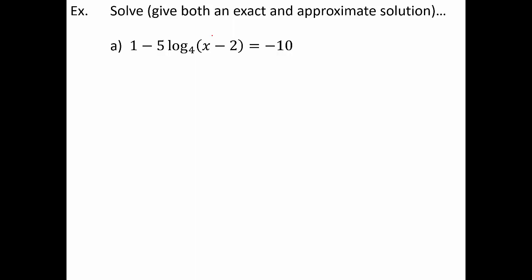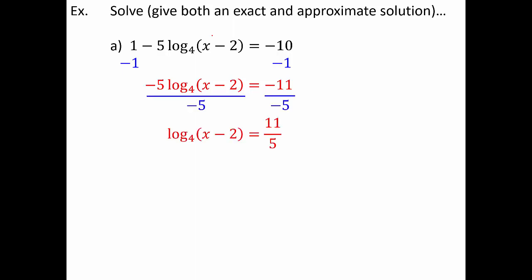All right, so we'll start by getting rid of the outermost operation. I see that 1 on the outside, so I'll subtract 1 on both sides. We get negative 11. Then I'll divide both sides by negative 5. We get 11 fifths.